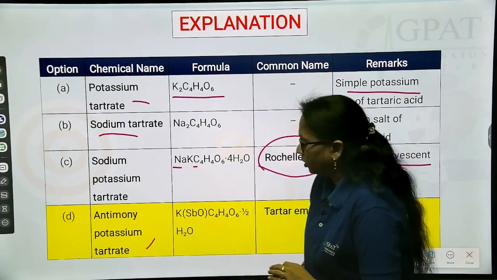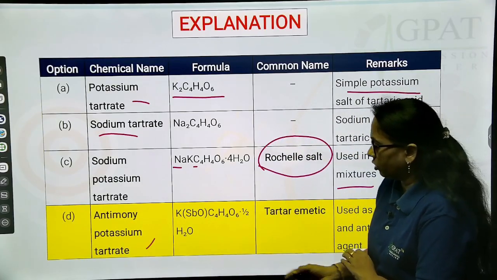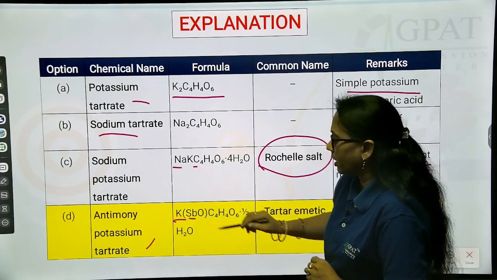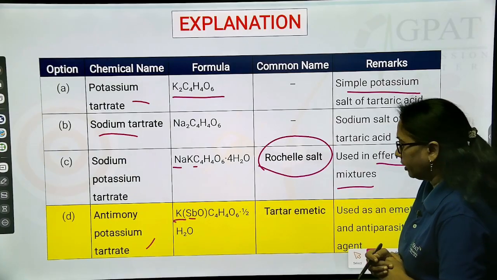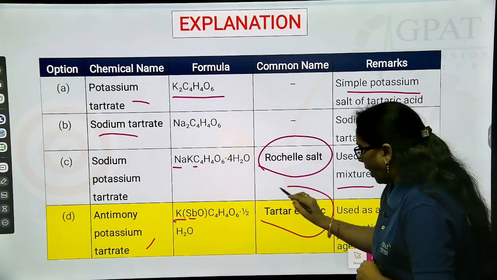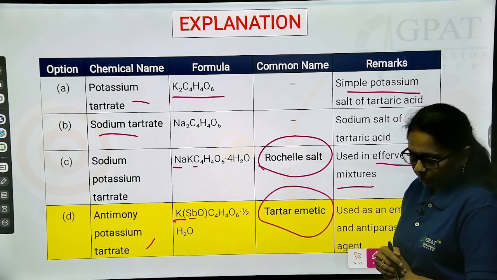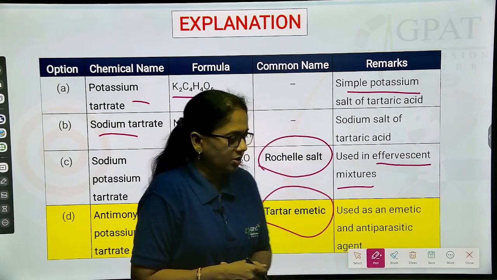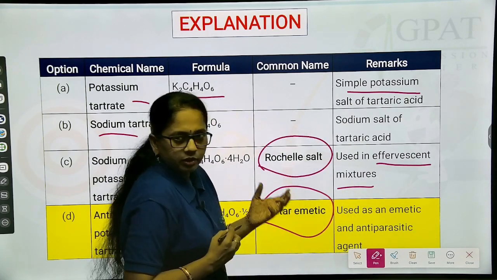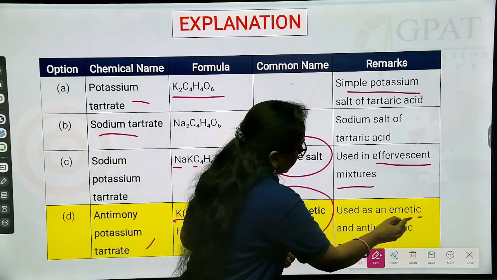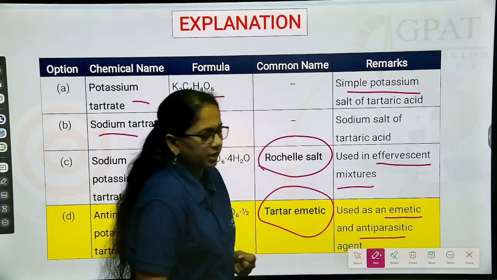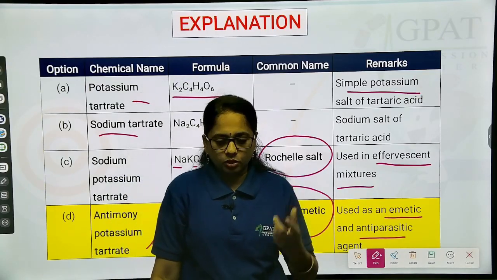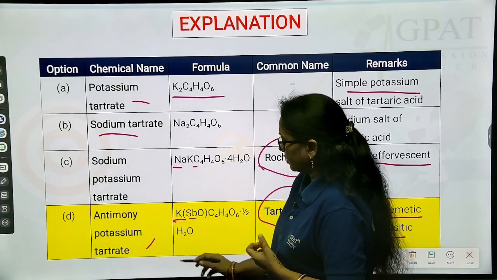And next, antimony potassium tartrate. Here also you are going to see potassium as well as antimony in the form of oxide. So, this is having the general name of tartar emetic. Why? Because it is a salt of tartaric acid and used as an emetic and anti-parasitic agent. So, for that purpose, the general name for this has been kept as tartar emetic.